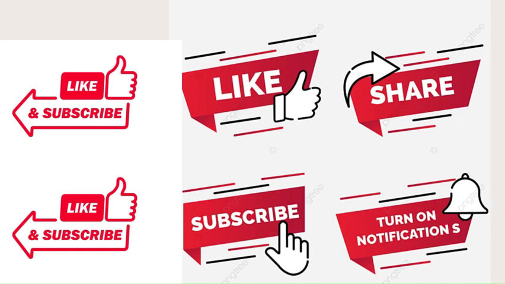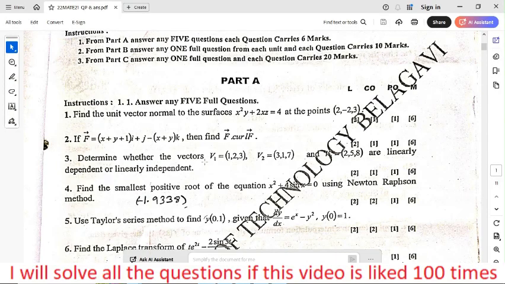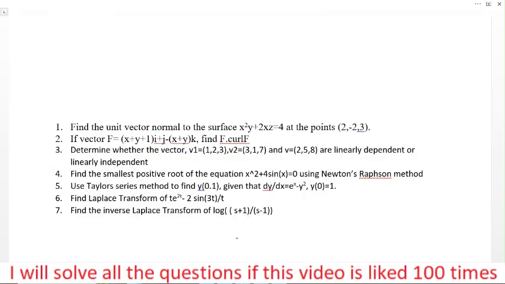Let us solve the third question. Determine whether the vectors v1, v2, v3 are linearly independent. Let us see in this question whether v1, v2, and v3 are linearly independent or dependent. Let us determine this, friends. Very simple solution we have.